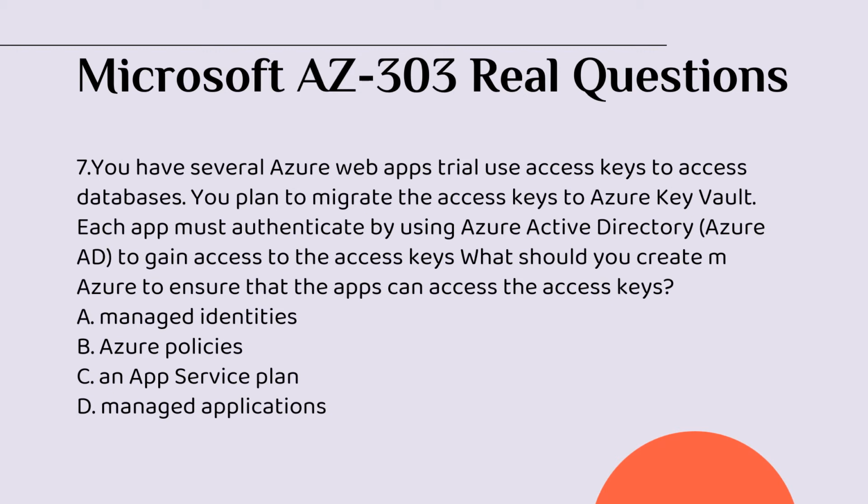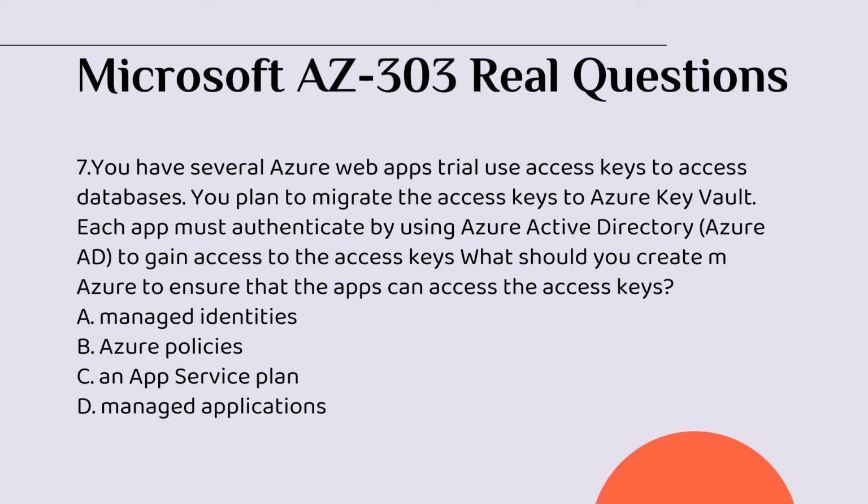7. You have several Azure web apps that use access keys to access databases. You plan to migrate the access keys to Azure Key Vault. Each app must authenticate by using Azure Active Directory, Azure AD. To gain access to the access keys, what should you create in Azure to ensure that the apps can access the access keys? A. Managed identities. B. Azure policies. C. An app service plan.